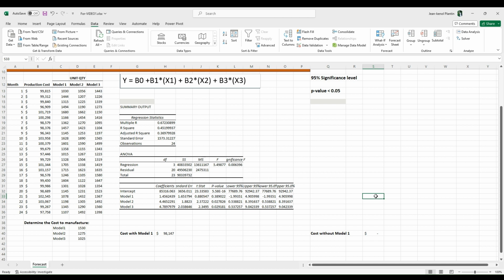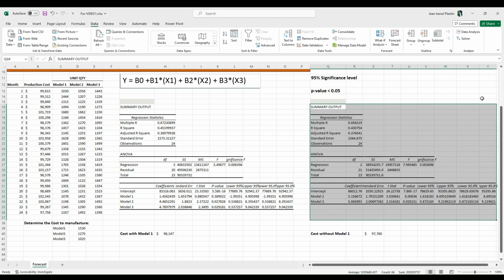Now, since model 1 is not that important for this model, we're going to remove it and perform the same calculation, running the regression again with those two models. We're going to go to data analysis and run a regression. Y will not change, but we're going to remove one x from the model. Make sure the label is checked, and we're going to put the result over here. And this is what we get.